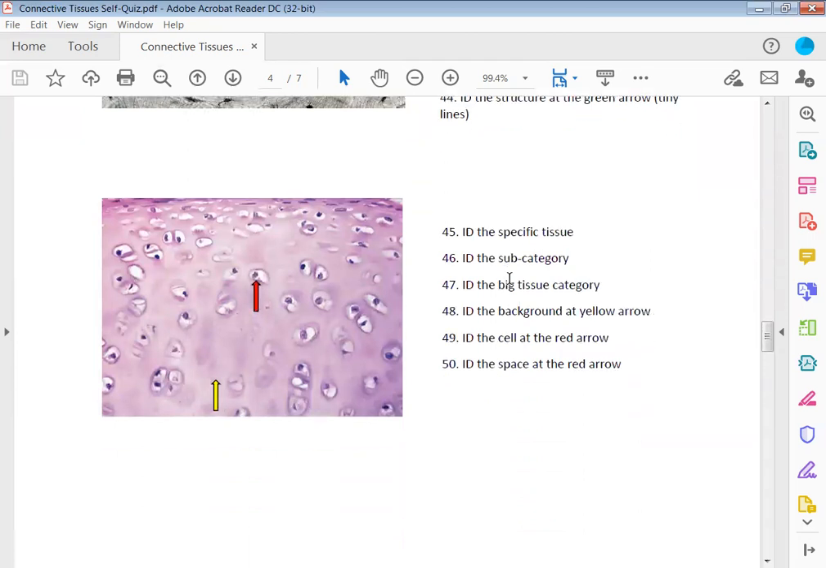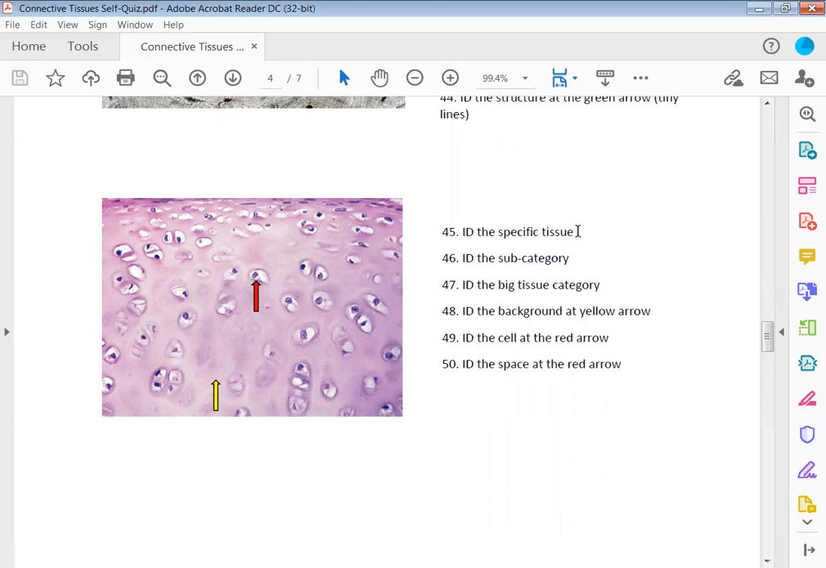The tissue here with questions 45 through 50. Identify this specific tissue. What you're looking at here has a baby pink or baby purple, sometimes even a baby bluish gray. That's going to clue you into this is hyaline cartilage. And hyaline cartilage also has fairly large lacunae with chondrocytes inside. So 45, the specific tissue would be hyaline cartilage.